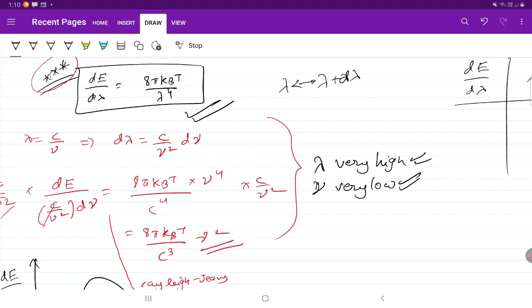So in the next video, we'll be discussing Planck's theory regarding blackbody radiation and many other things. So stay tuned.